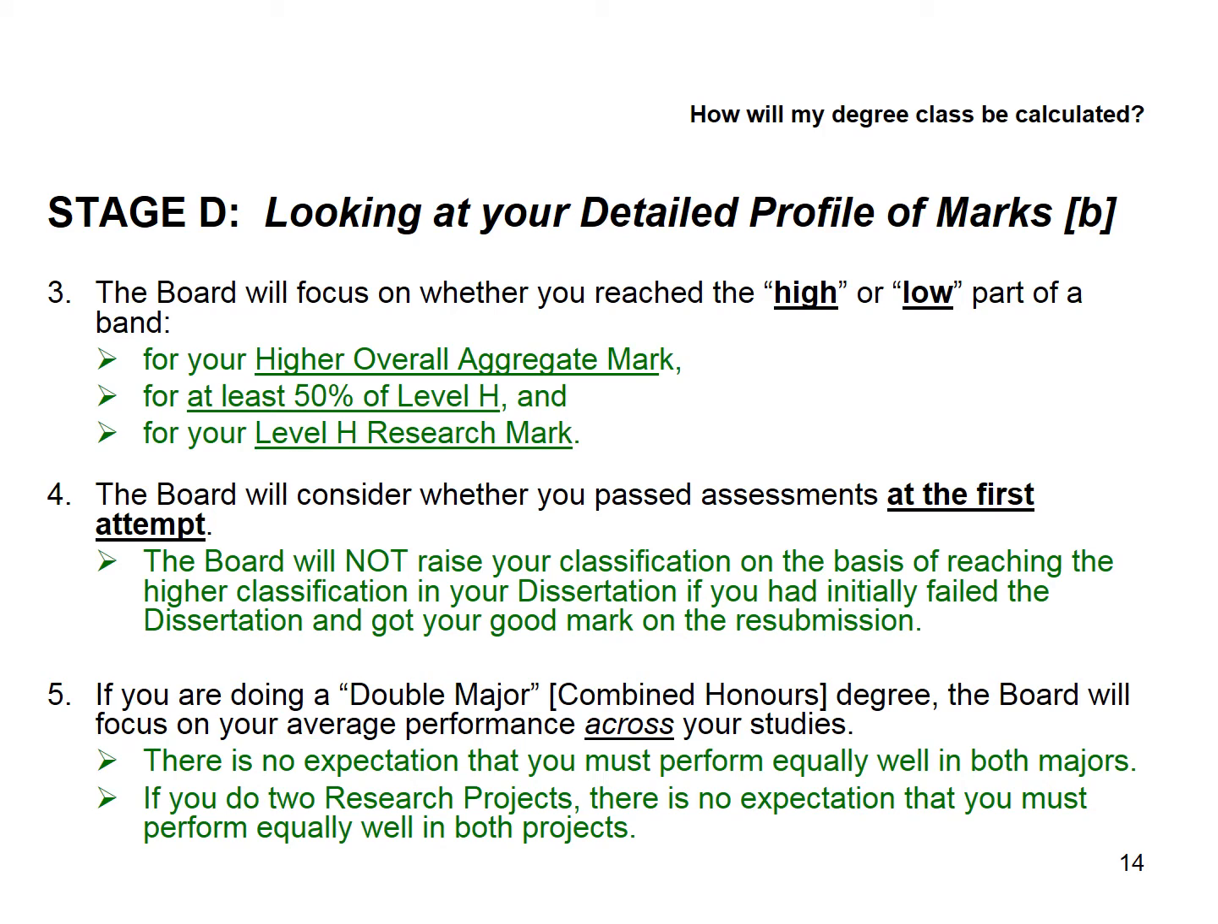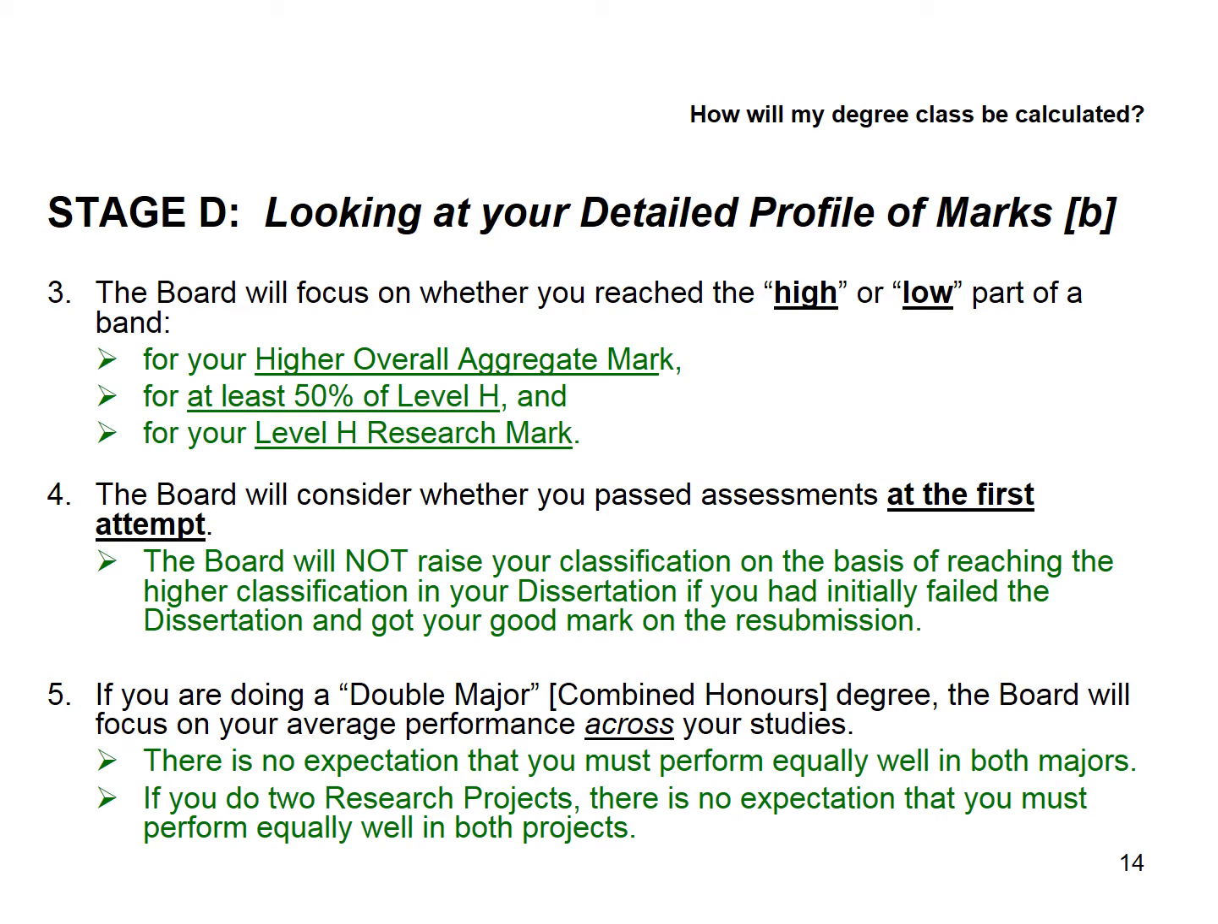Thirdly, we will look in particular on whether you reach the high or low part of a band in 3 areas. First of all, for your higher overall aggregate mark. Secondly, for at least 50% of the work you did for level H. And finally, for your level H research mark.